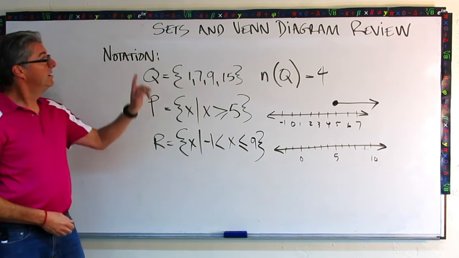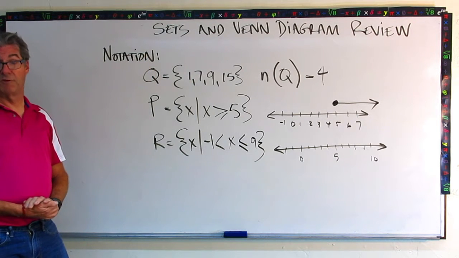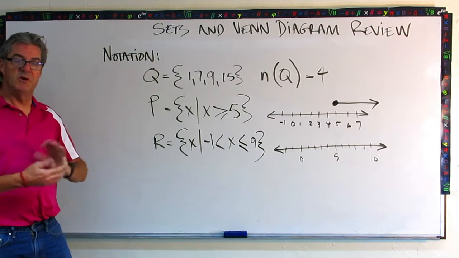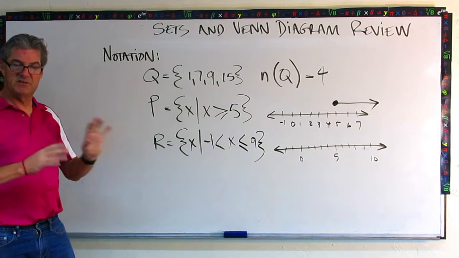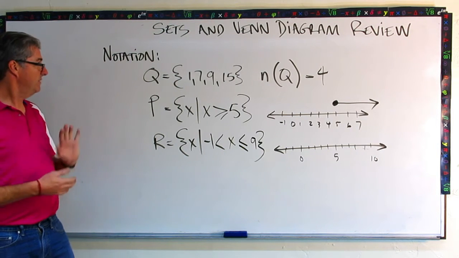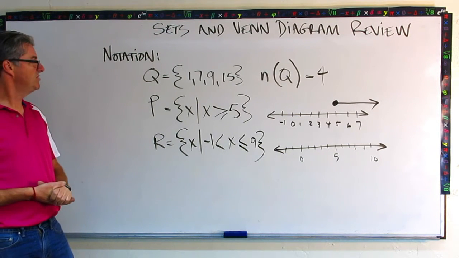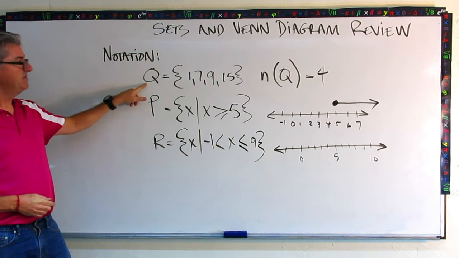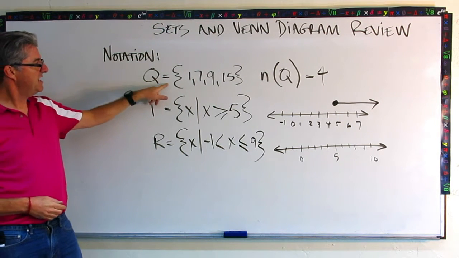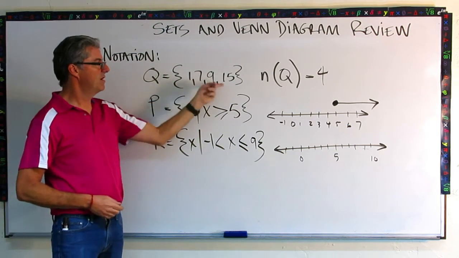Today's topic, sets and Venn diagram review. So we're going to go through this last chapter and hit some of the high points. Okay, first up, let's do a little bit about notation. This means the set Q contains these 4 elements, these 4 numbers.